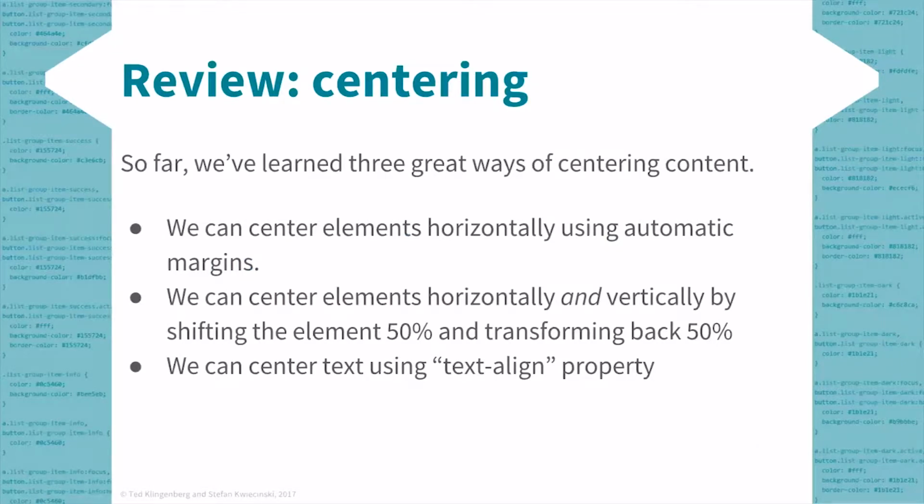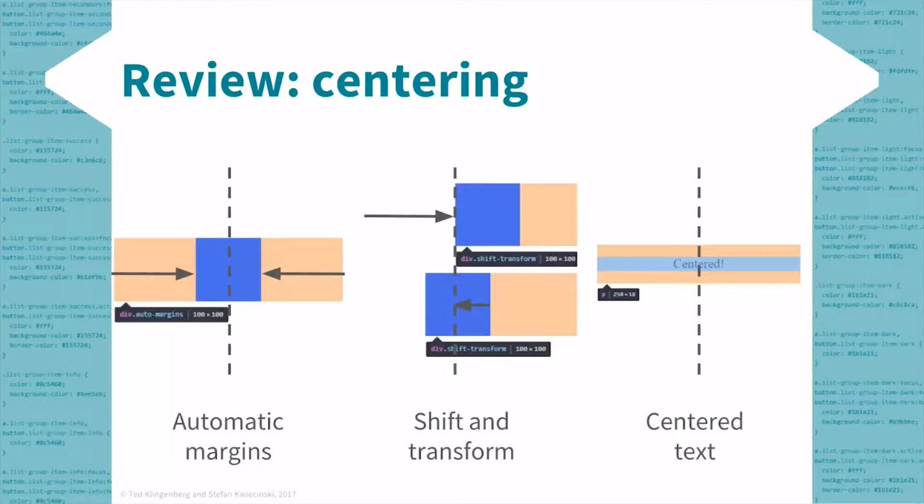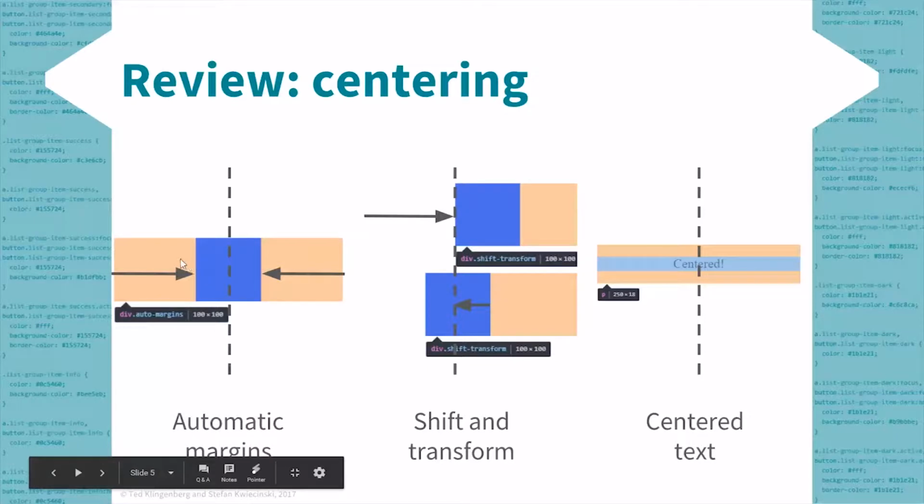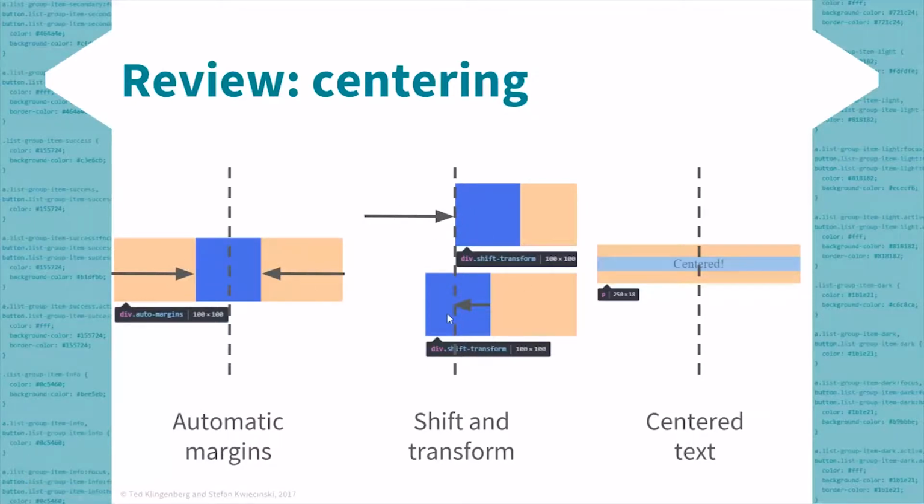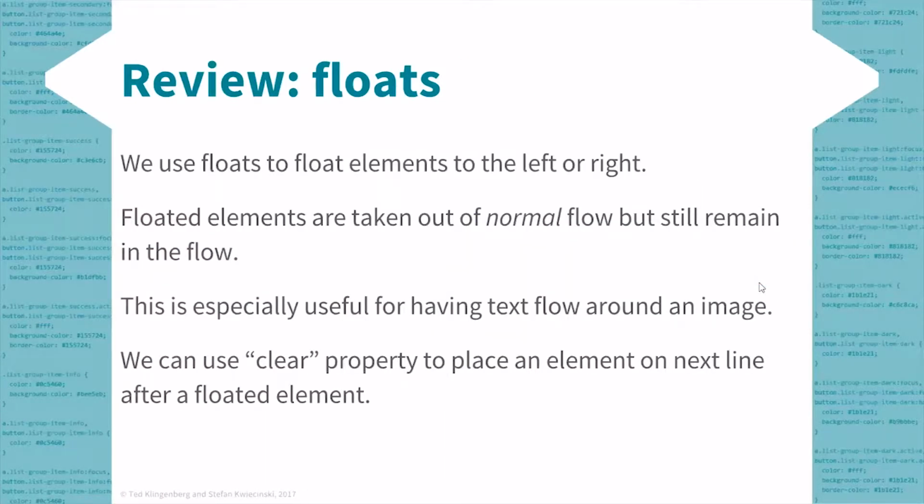So we learned that we can center elements horizontally using automatic margins. We learned that we can center elements horizontally and vertically by shifting the element 50% of the parent and then transforming it back 50% of the child's width or height, depending on which way you want to scale it. And then we also learned how to center text, and you can see that right here. Automatic margins, left and right. You can see that we shifted the element and then we transformed it back, and you can see that we centered the text here.